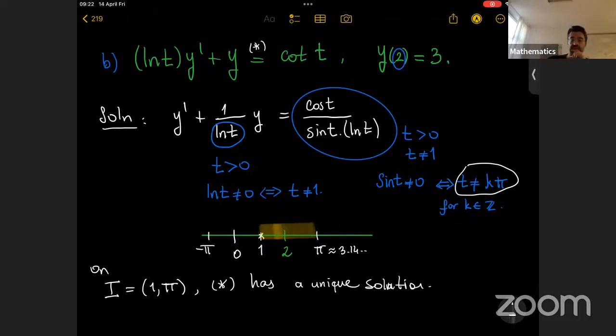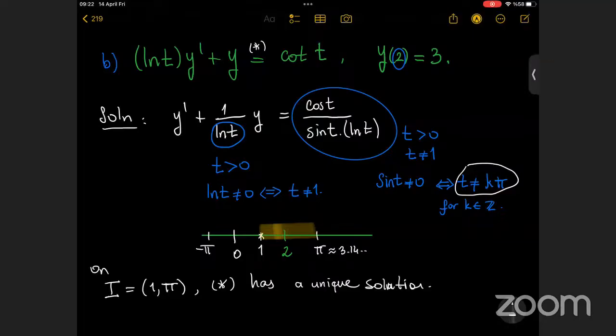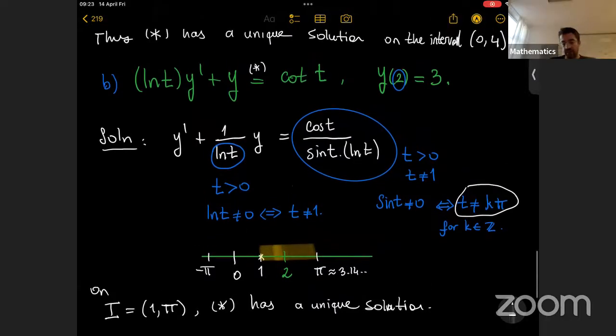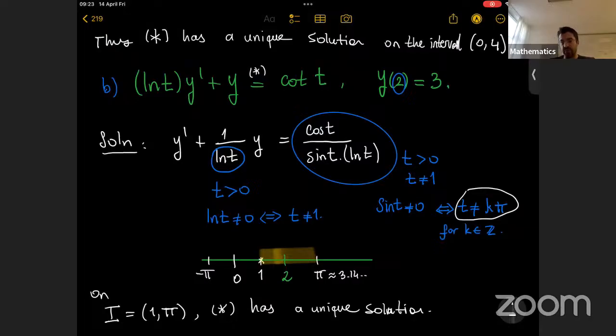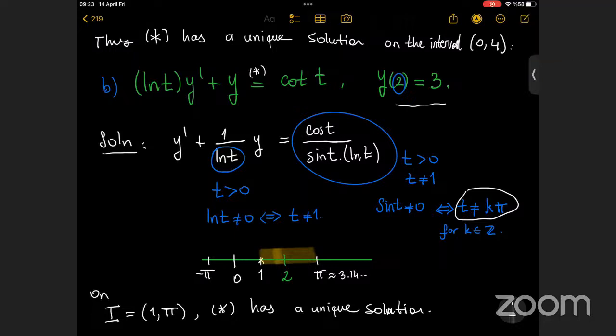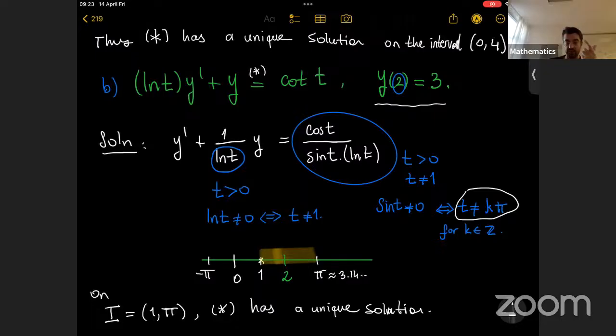Any question with this? Is it clear at all? Hocam, why did it take the interval between 0 and 1? Because the initial value here, 2 must be in the interval to guarantee the unique solution, okay? Y(2) is equal to 3, so 2 must be in the interval anyway, okay? So in 0 to 1, 2 is not included there. Any other question?